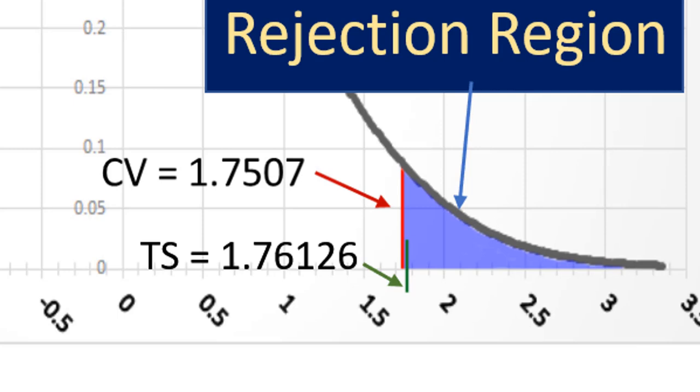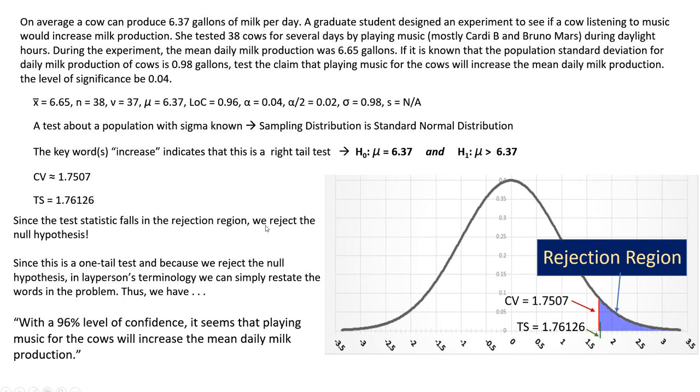Which means that my test statistic does fall within my rejection region. It's there, but it's barely there. And you can see that it falls in that blue area, so that means it's in the rejection region. Since the test statistic falls within the rejection region, we reject the null hypothesis. So let's take a look at the null hypothesis. The null hypothesis is saying mu is still equal to 6.37. But for this experiment, we reject that.